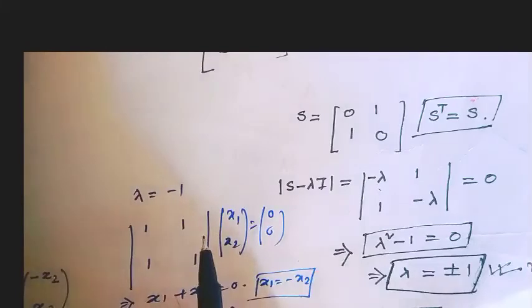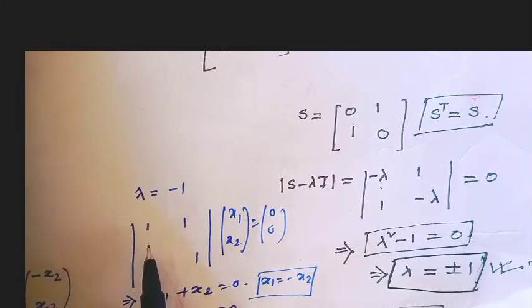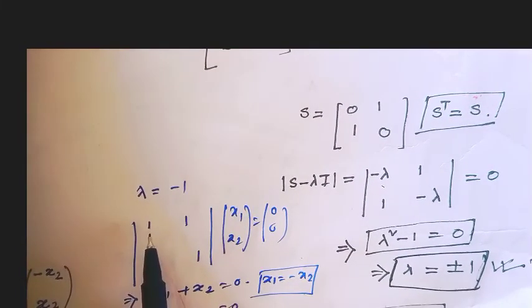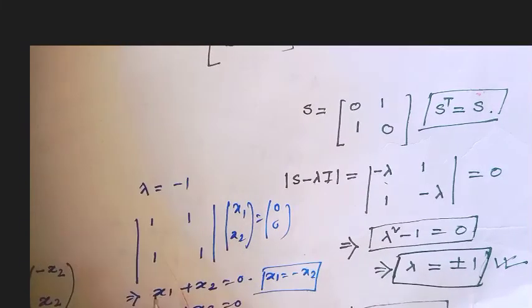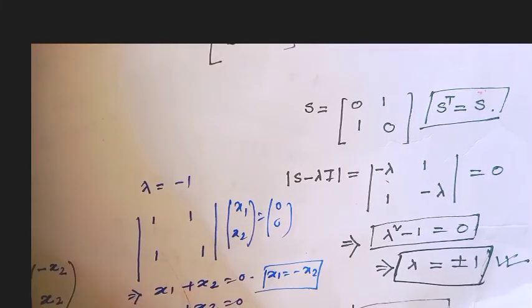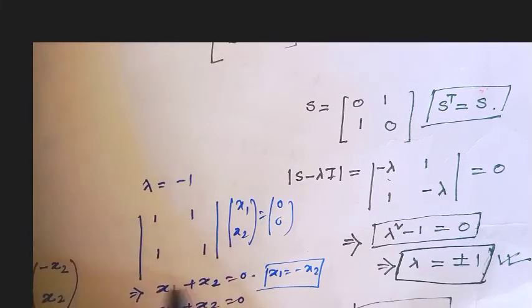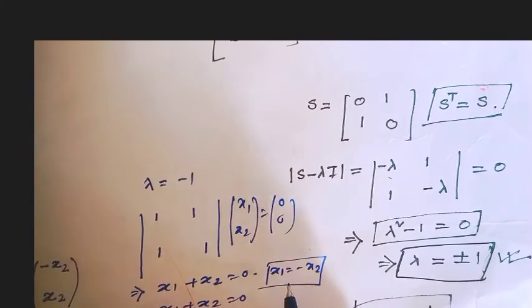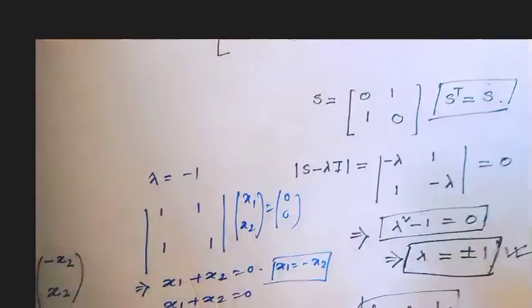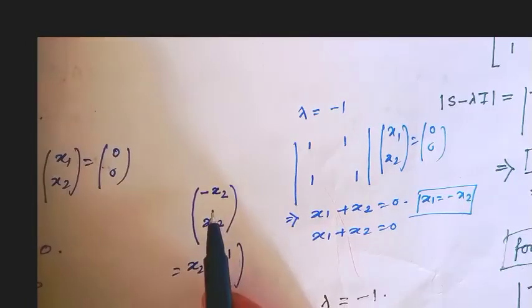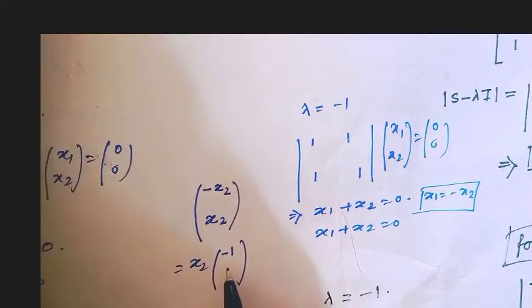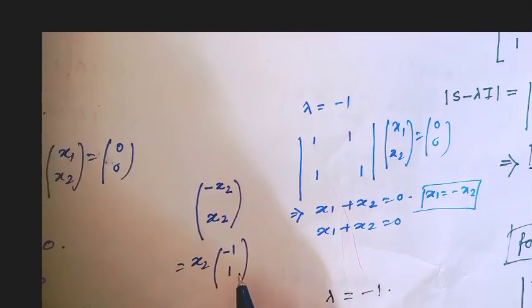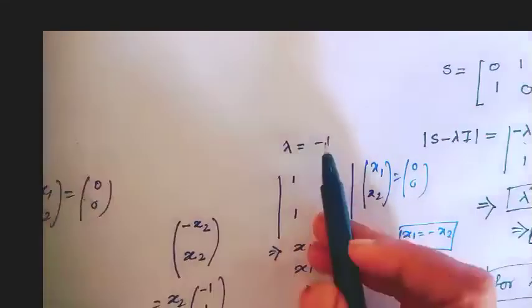Okay. For lambda equal to minus 1, this would be replaced by the matrix 1 1, 1 1 times x1, x2 equals 0, 0. That means x1 plus x2 equals 0 from this expression. Also from this expression, x1 plus x2 is equal to 0. That means x1 equals minus x2. That means the eigenvector would be x2 times minus 1, 1. That means for lambda equal to minus 1 the eigenvector would be of this type.